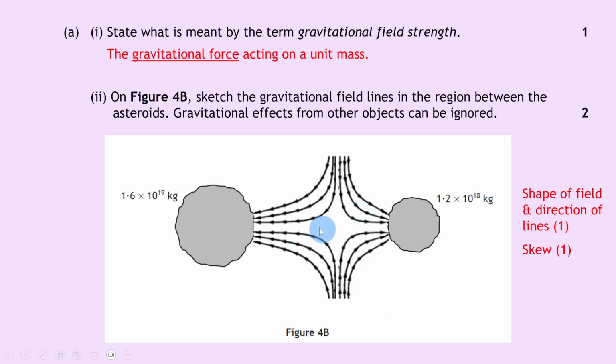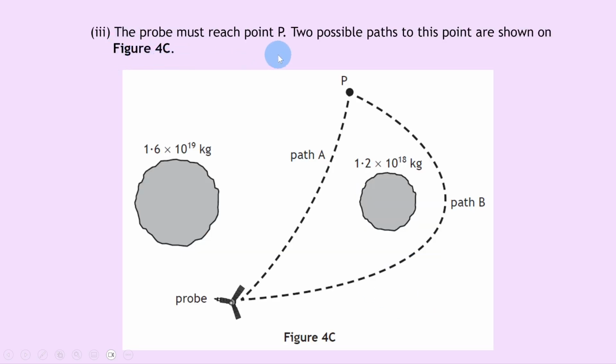And for the shape itself, notice how we've got this repulsion between the two masses. It's also worth noting that the field lines must touch the edge of each mass, and that the field lines do not cross. Part 3 says the probe must reach point P. Two possible paths to this point are shown in figure 4c. So the probe can either take path A here or path B round here.